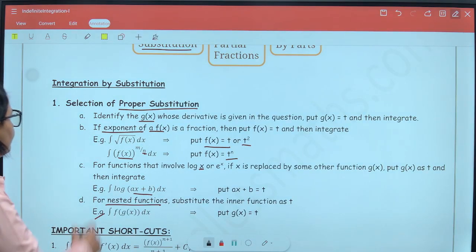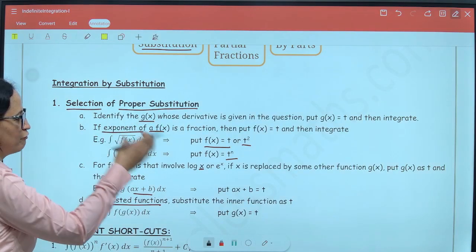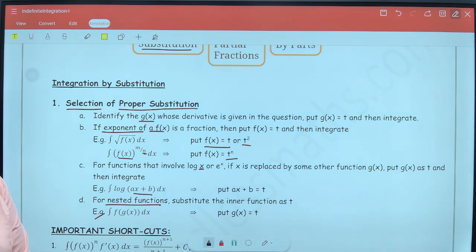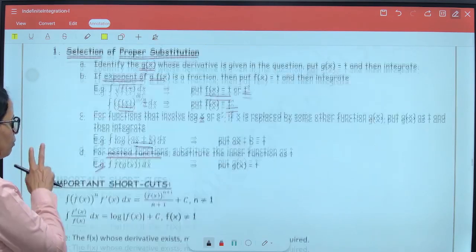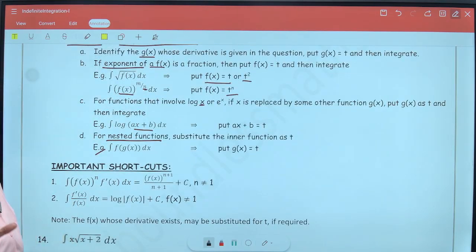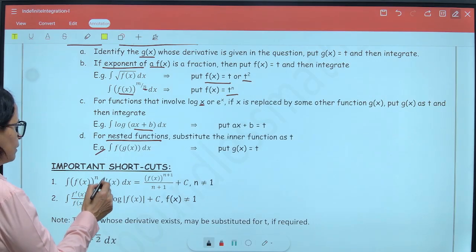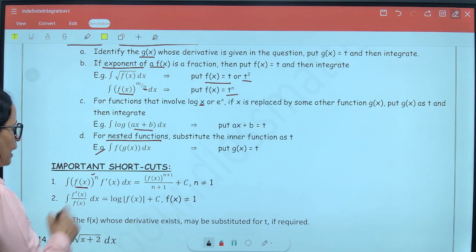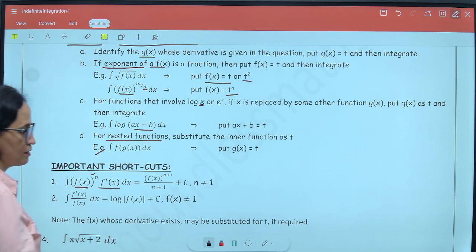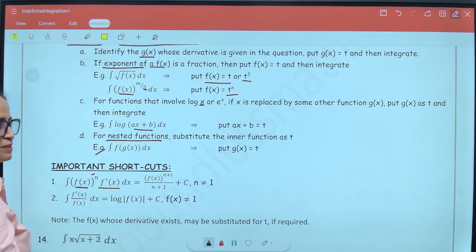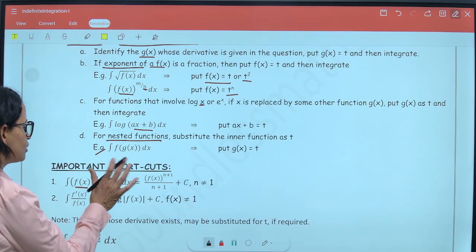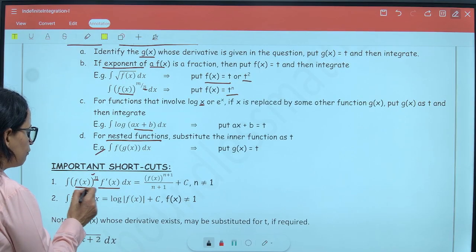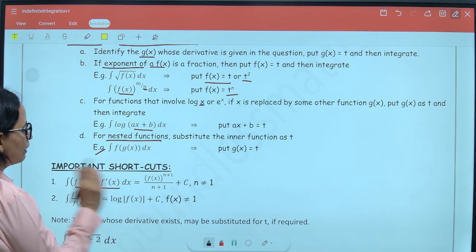So you have to first select the proper function that you need to substitute with another variable t, and then do it. Now there are two shortcuts here, two properties that are very useful when you are doing integration. First, f(x) to the power n, and this is its derivative. When you have a function to the power of something and the derivative of the function is right beside it, ignore this exponent. Only the derivative of the functional part is being multiplied here.